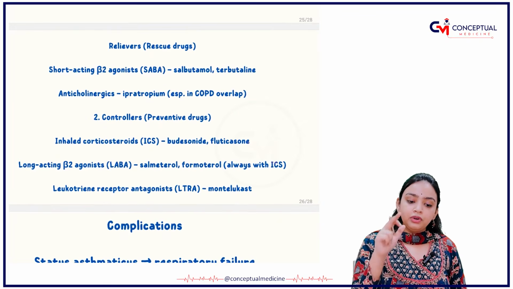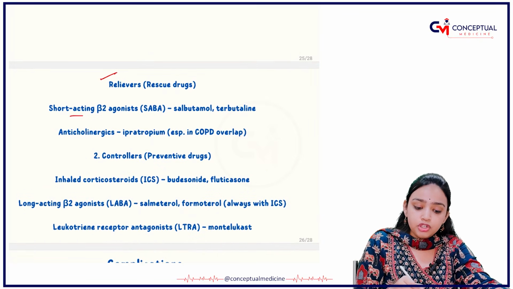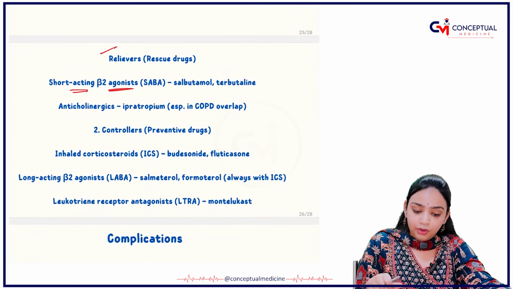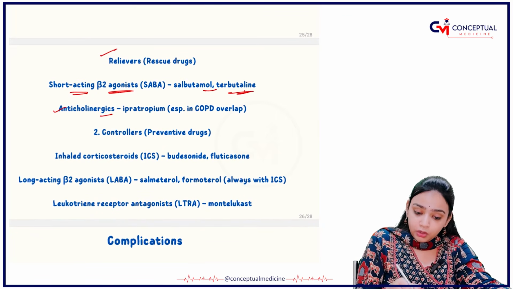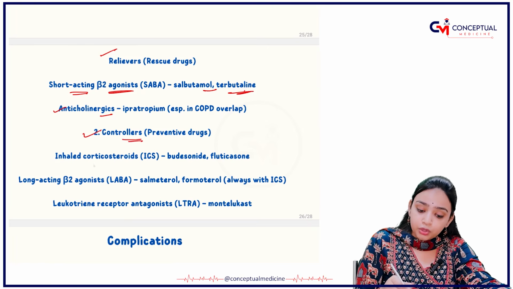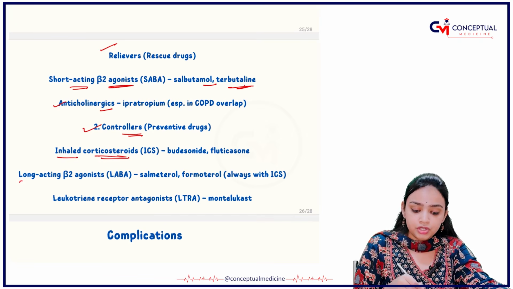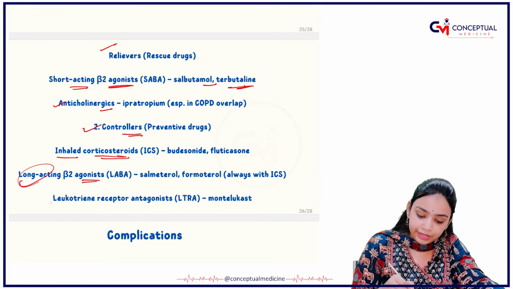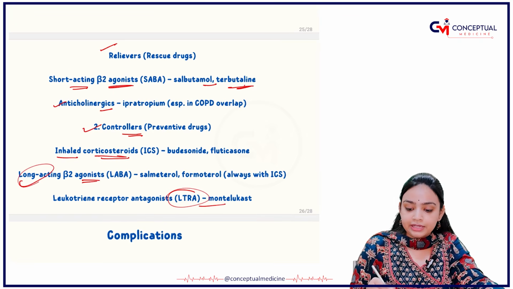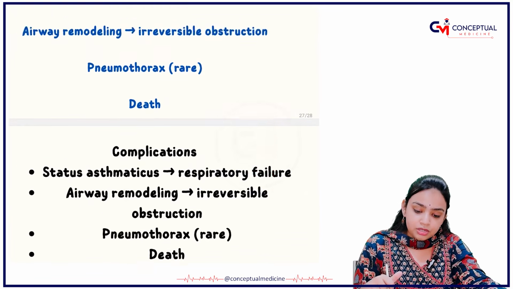What is the treatment? For the treatment, you will give relievers like the short-acting beta-2 agonists like salbutamol and terbutaline. Anticholinergics, then you will give the controllers to prevent attacks: the inhaled corticosteroids, then the long-acting beta-2 agonists, and then you will give the leukotriene antagonists like montelukast.